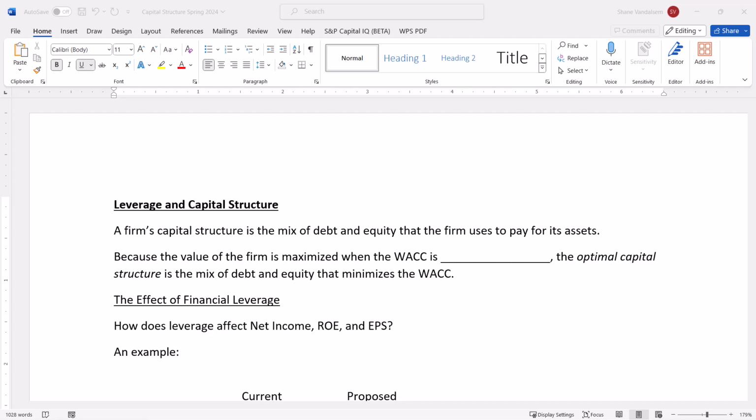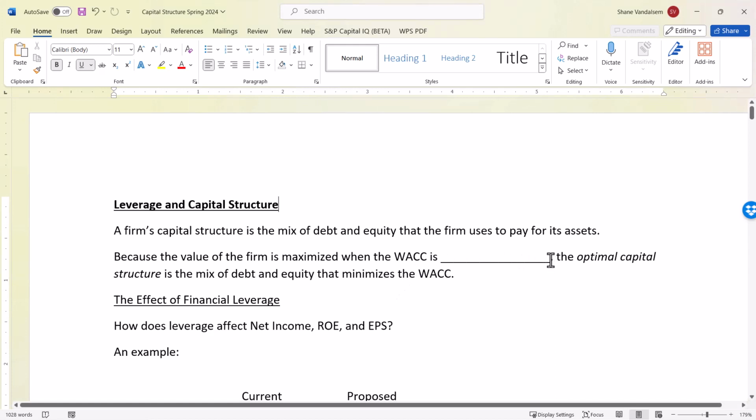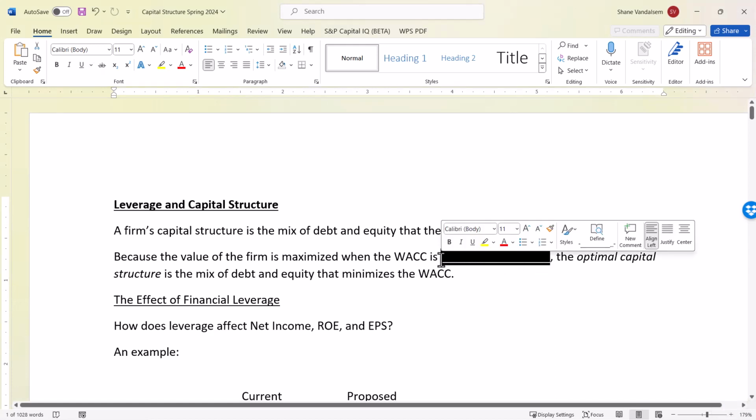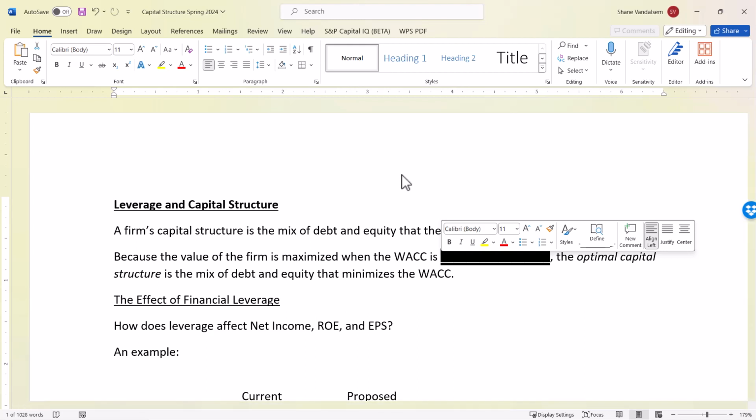Because the value of the firm is maximized where the weighted average cost of capital, or the WACC, is minimized, the optimal capital structure is the mix of debt and equity that minimizes the weighted average cost of capital, because that's what maximizes the value of the firm.